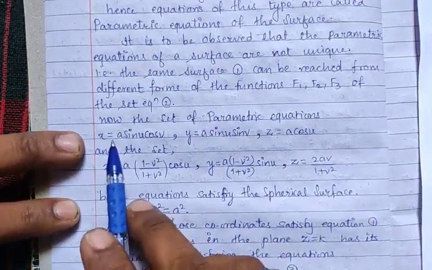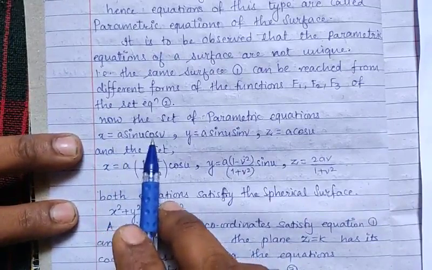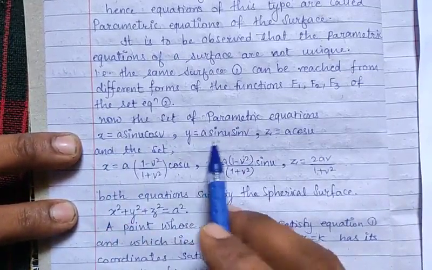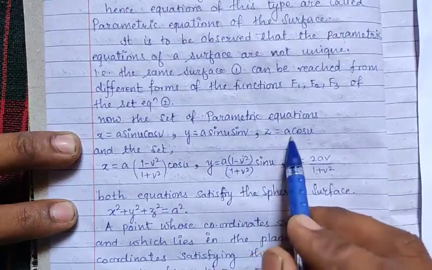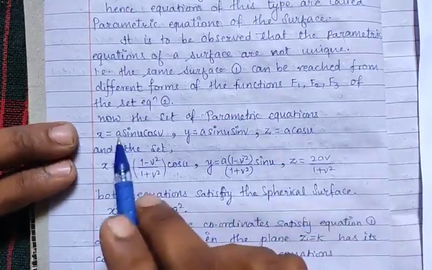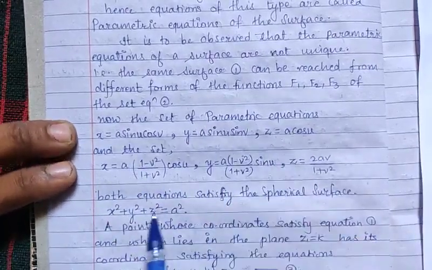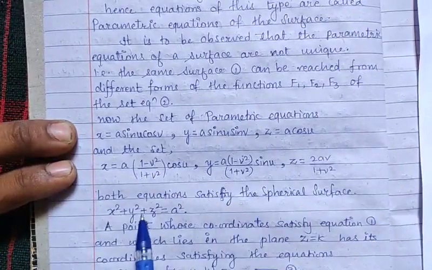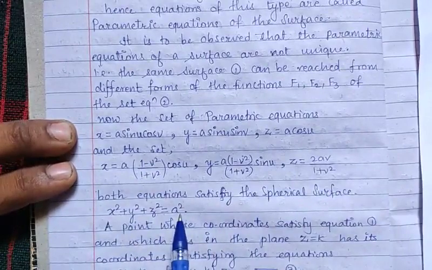I will take x is a sin u cos v, y is a sin u sin v, and z is a cos u. So squaring and adding this, you will get the equation x square plus y square plus z square is equal to a square.